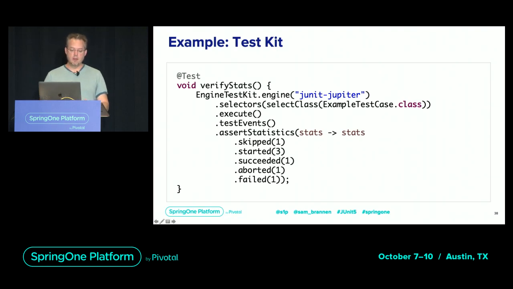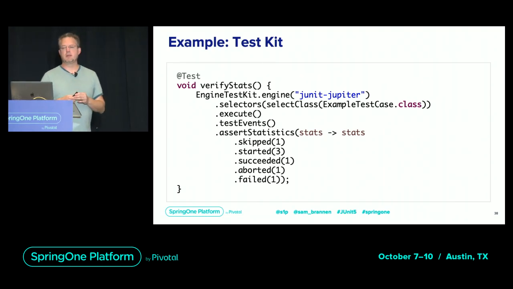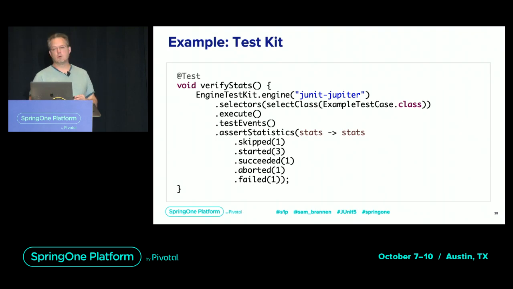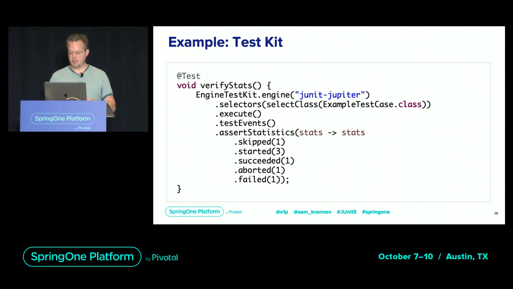So here we have engine test kit. Right there, yeah, and then we can pick an engine. So here we're saying by the name, all engines have a unique ID. So JUnit Jupiter is the JUnit Jupiter test engine. And then we have various selectors. You can select things like classes, individual methods, packages, and stuff like that. So I'm saying select this one test class, execute it, filter out all the other events, just give me the test events, and then I want to assert the statistics on those test methods that were executed. And I could say in this test class, if you went and looked at it, one of the tests was skipped, 3 of them started, 1 succeeded, 1 was aborted, and 1 failed. So that's how you can test your extensions or your own test engines.